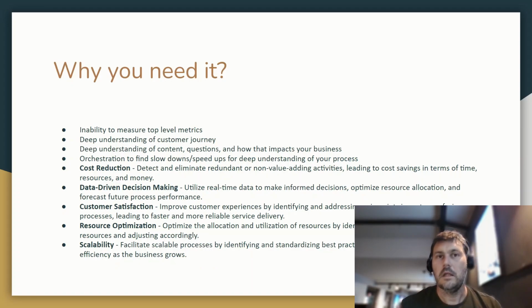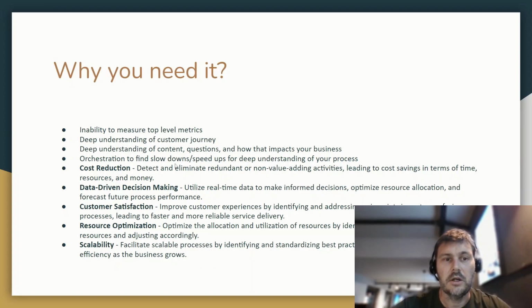Another one is really understanding what's happening versus what's planned. So understanding your customer journey, and how information and events are impacting that journey, whether it's the content or the questions, and how that impacts the flow. Understanding the orchestration, a process flow from end to end, will also allow you to indicate what's working well, what's slowing down your process, and how that all interconnects.